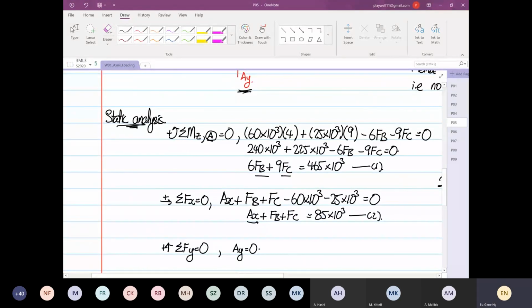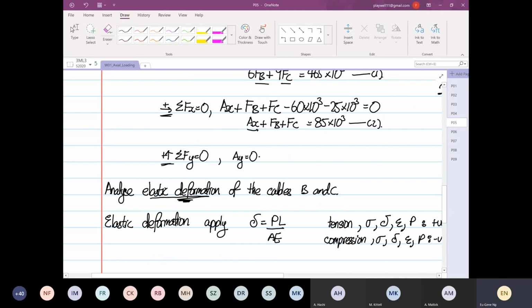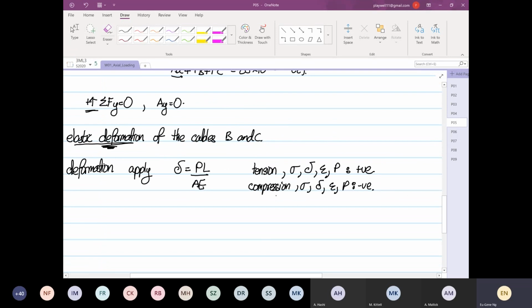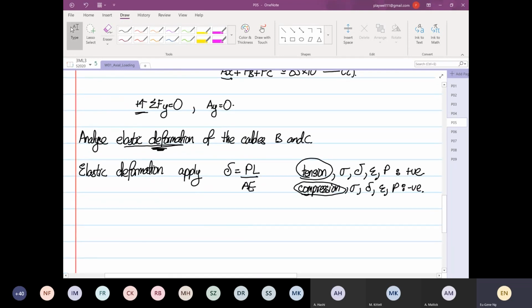We just did static analysis where we say positive is anti-clockwise, positive is going towards the right, positive is going up. For elastic deformation, that does not work anymore. It all depends on whether the structure is under tension or under compression already. This you have to bear in mind. A lot of students have problems with this topic because they assume going towards the right is positive, going up is positive, anti-clockwise is positive. No, no more. When you do elastic deformation, where deflection is equal to PL over AE, it's all based on tension and compression.